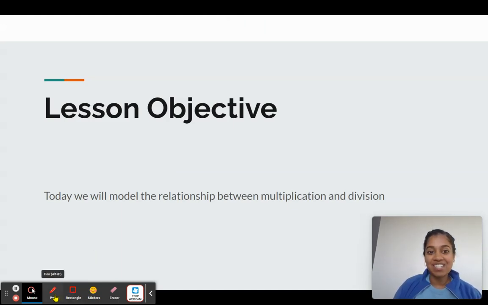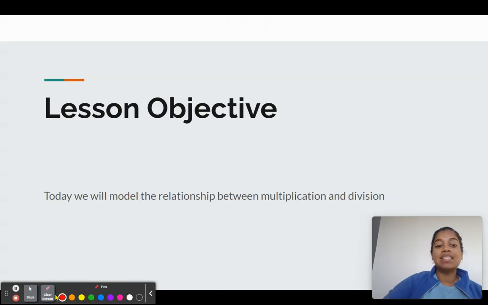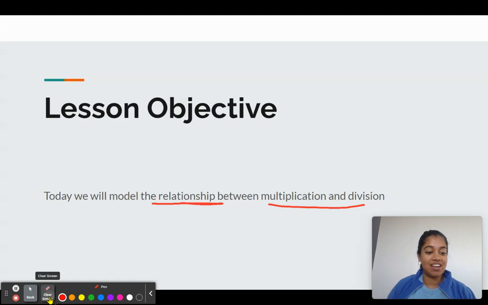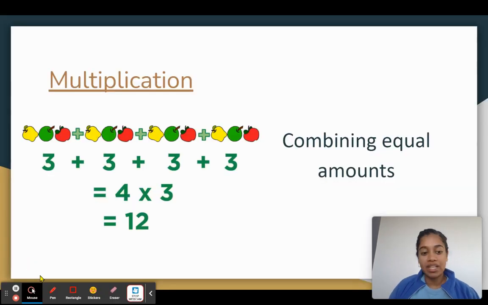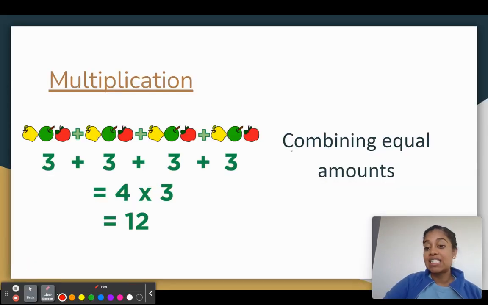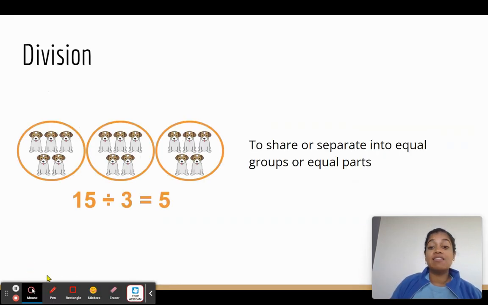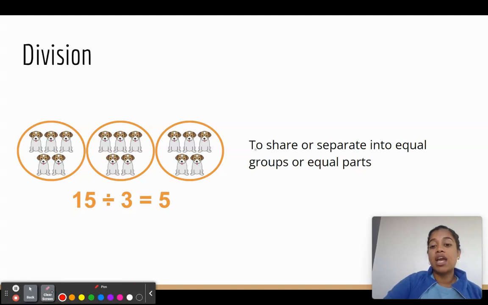Let's go ahead and go over today's lesson objective. So today we will model the relationship between multiplication and division. All right, let's do a quick review of what is multiplication. So multiplication is combining equal amounts or equal groups, whereas division is to share or separate into equal groups or equal parts.